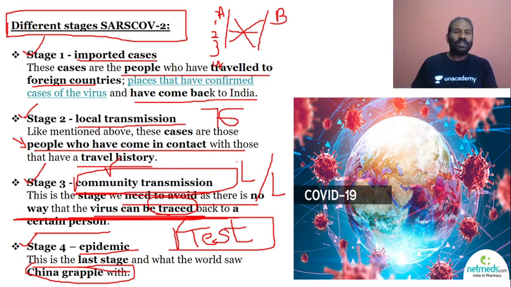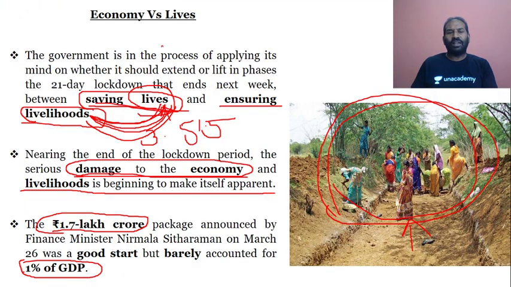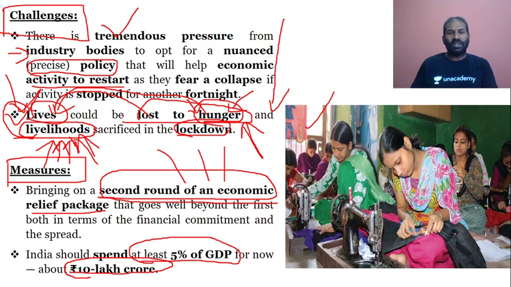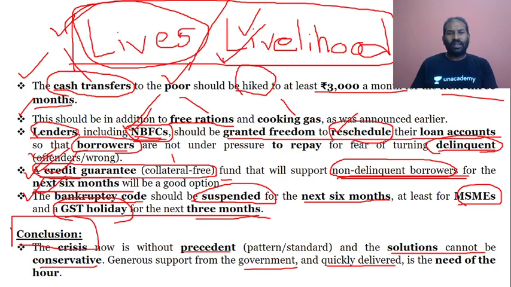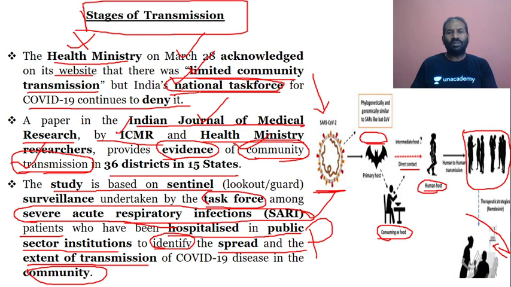So, we have discussed lives versus livelihood, and then the measures we have seen: NBFCs credit guarantee, the bankruptcy code has to be suspended, GST holidays have to be announced. And then we looked at 4 stages, that is stage 1, 2, 3, 4: case, cluster, community, country. Then we spoke about the limited community transmission the health minister was claiming, but the national task force was not accepting it, or was denying it.